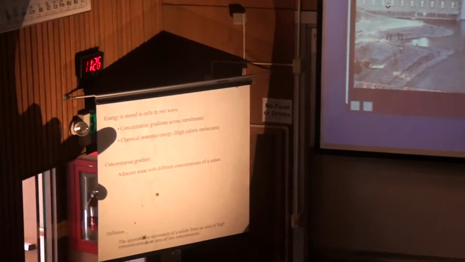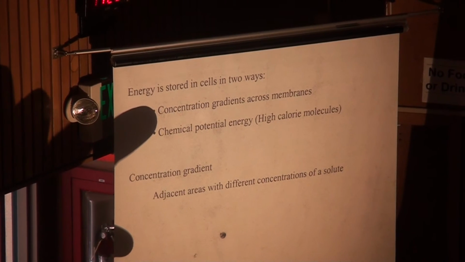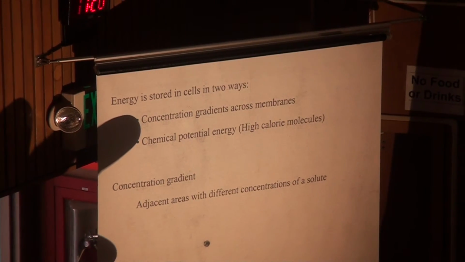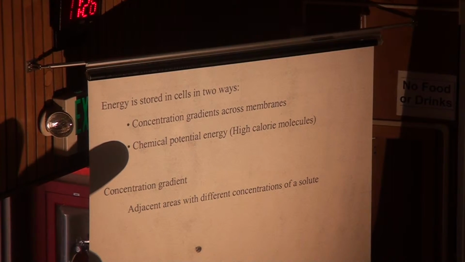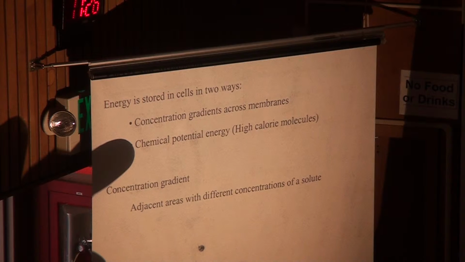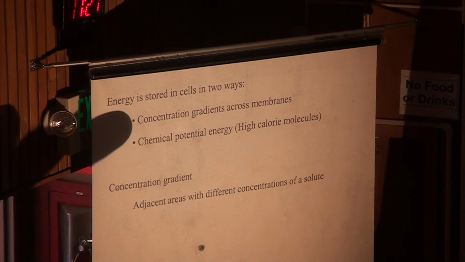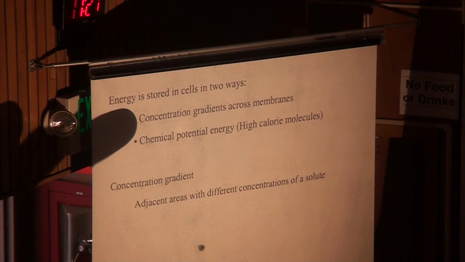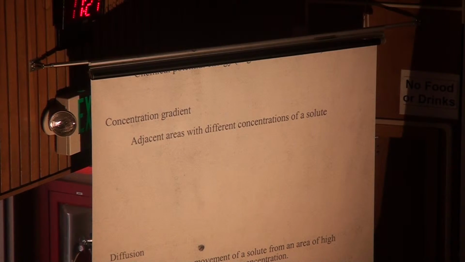And here the two major ways are: cells can store up potential energy by having something called a concentration gradient across their membranes, and they can also store up potential energy in terms of something called chemical potential energy, which you can think of as high calorie, high energy molecules. And let's do this one first, about the concentration gradients across membranes.